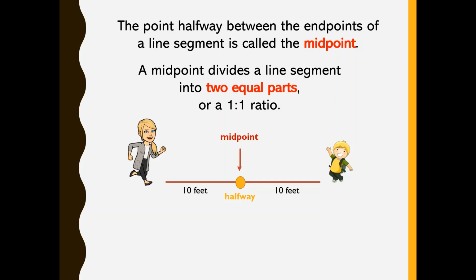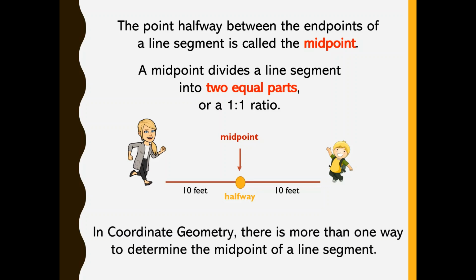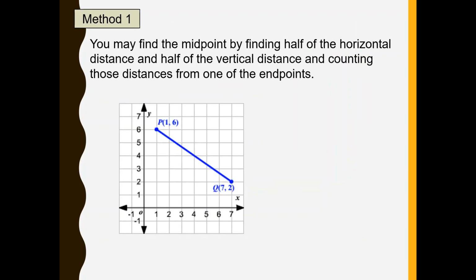So in this example, each individual is 10 feet away from the halfway point or the midpoint. We can find the midpoint in a couple of different ways in coordinate geometry. I'm going to show you both. The first is a very geometric approach.